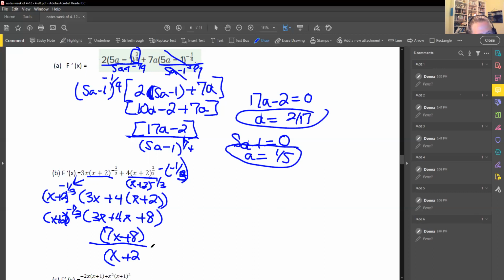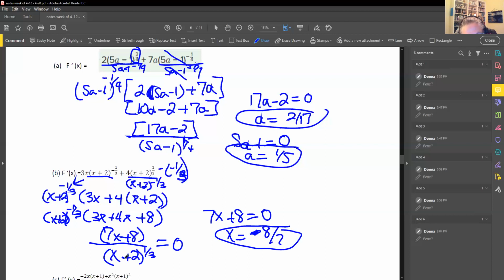Okay, so where the top equals 0 and where the bottom equals 0 are my critical values. So if 7x plus 8 equals 0, if you go ahead and solve that, you're going to get -8/7. And if x plus 2 equals 0, you're going to get x equals -2. So those would be the critical values that we would need to check.